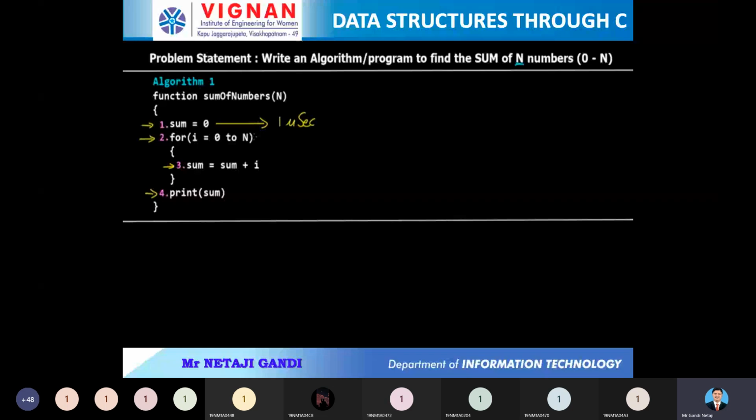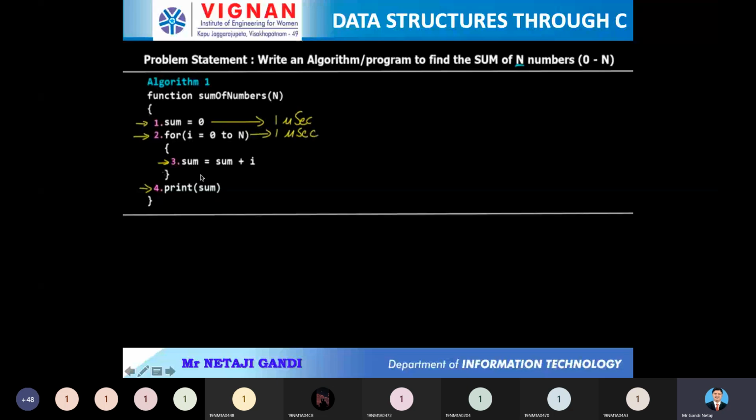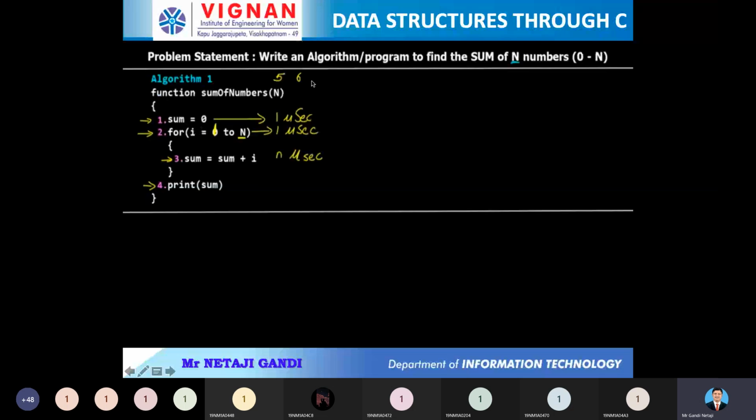Coming to this one, this is a for loop. How many times can it be repeated? Suppose n value is 5, then 5 times it can be repeated. Initially i is equal to 0, that takes 1 microsecond, but the third instruction depends upon the second instruction. Why? If the value is 5, the loop is repeated 5 times. If the value is 6, the loop is repeated 6 times. So for n iterations, the loop is repeated n times. That's why the time to execute the third instruction is n microseconds. Is it clear?